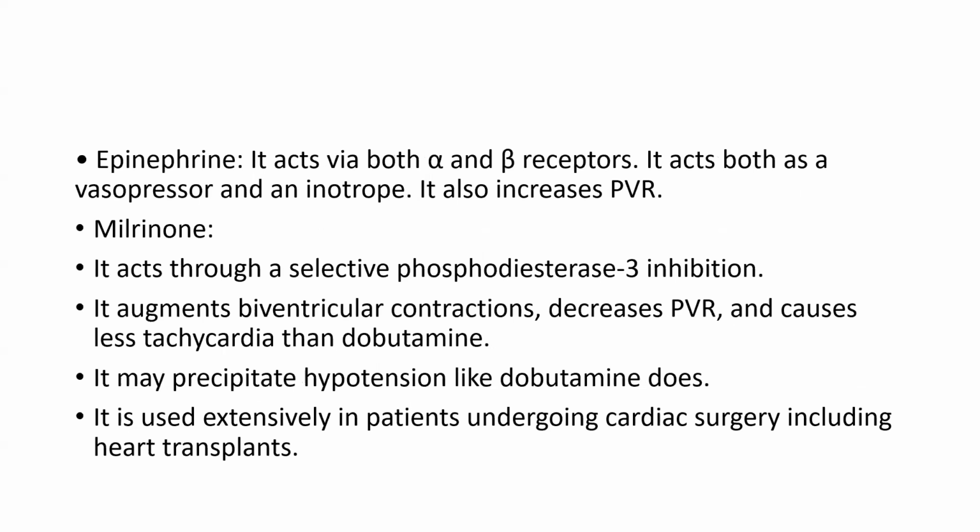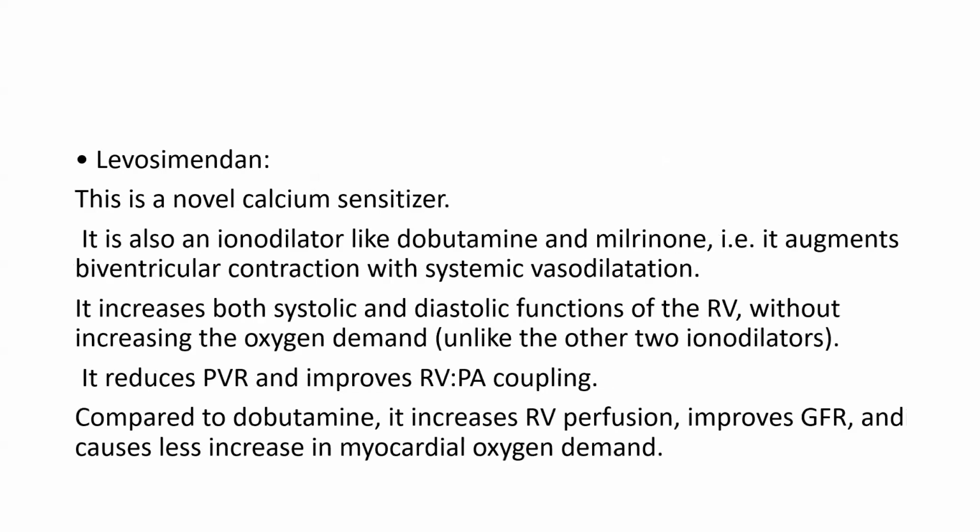Epinephrine acts via both alpha and beta receptors. It acts both as a vasopressor and inotrope, and it also increases PVR. Milrinone acts through selective phosphodiesterase 3 inhibition. It augments biventricular contraction, decreases PVR, and causes less tachycardia than dobutamine. It may precipitate hypotension like dobutamine does. It is used extensively in patients undergoing cardiac surgery, including heart transplant.